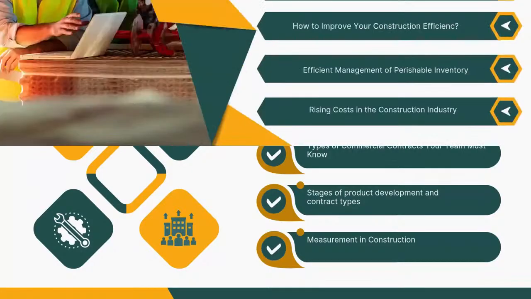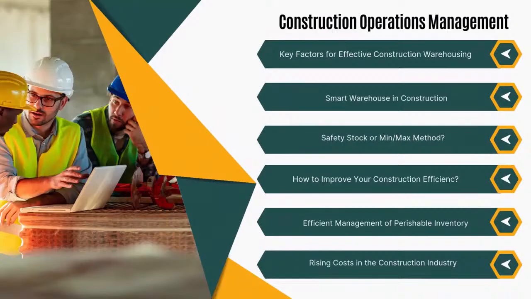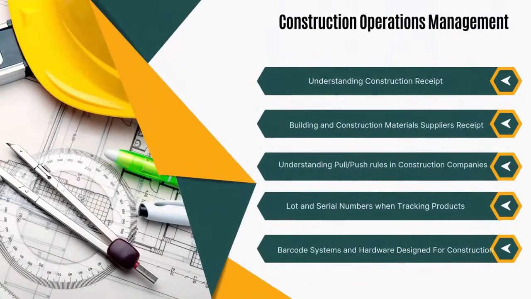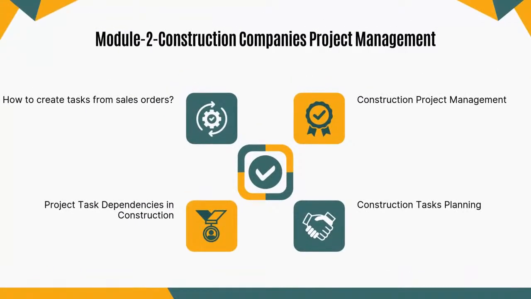Module 1: Construction Companies Operations Management. The key types of construction contracts. Types of commercial contracts your team must know. Stages of product development and contract types. Measurement in construction. Key factors for effective construction warehousing. Smart warehouse in construction. Safety stock or min-max method. How to improve your construction efficiency. Efficient management of perishable inventory. Rising costs in the construction industry.